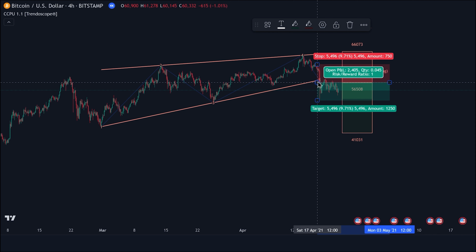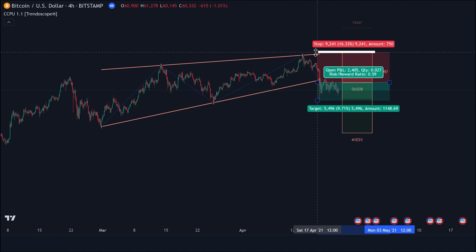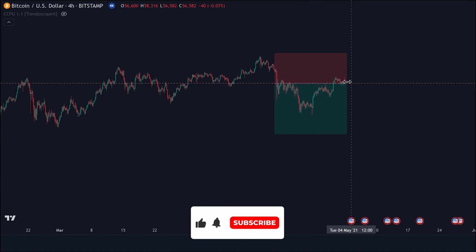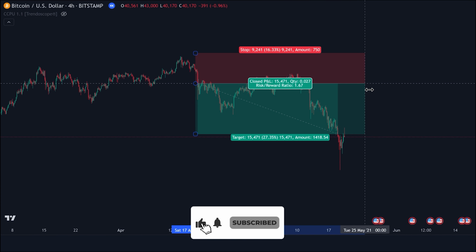For the stop loss, the indicator suggests placing it just above the rising wedge pattern, minimizing your losses if the trade doesn't go as planned. The indicator also automatically suggests the take profit position for you. Now, let's hide the indicator and see how the sell trade plays out.